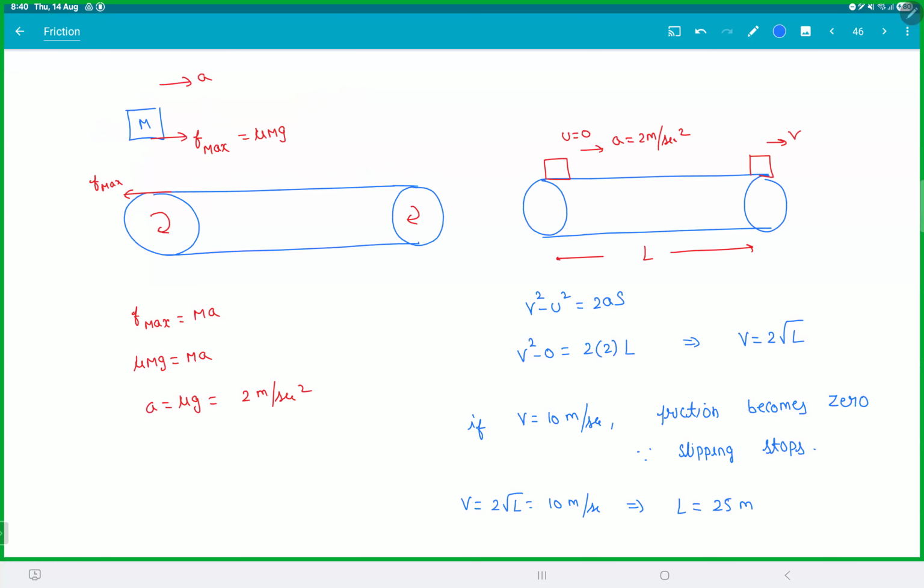Is this making sense? So your speed will be this. Your speed will be 2 root L for length less than 25 meters. Your speed becomes 10 meters per second, a constant speed for length greater than 25 meters. You actually get two different things. So what speed you get will depend on the length of the conveyor belt. Any doubts on this page?